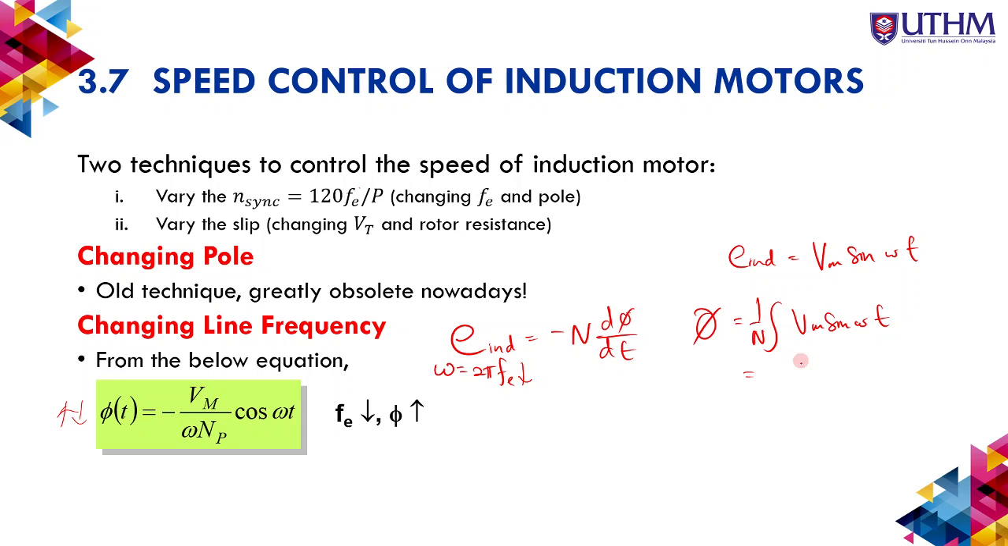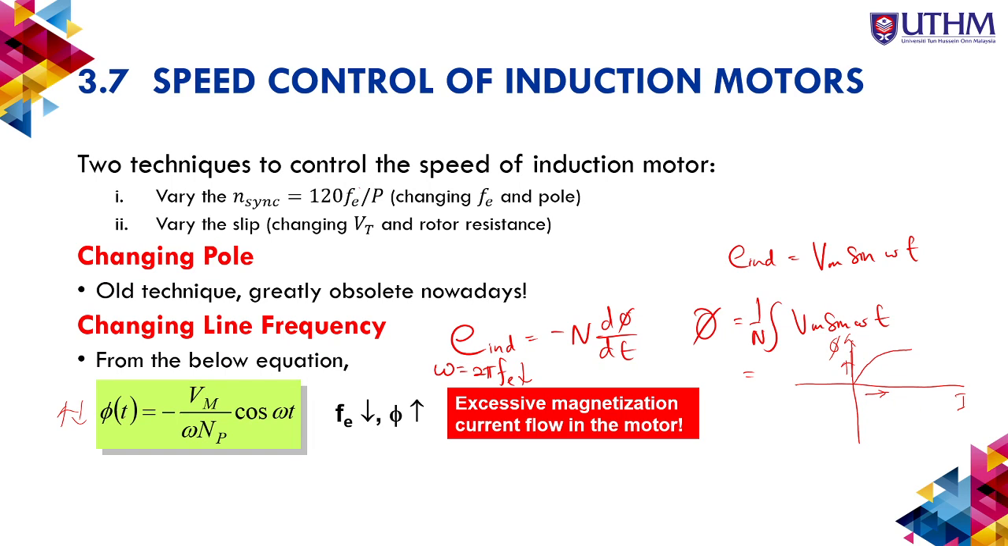And we know before that there is the BH parameter, the flux and also the current curve, so that there is saturation. By increasing the flux, we automatically increase the current. So excessive magnetizing current flows into the motor, which will cause the motor to overheat, and can also make a spark, and can even burn.